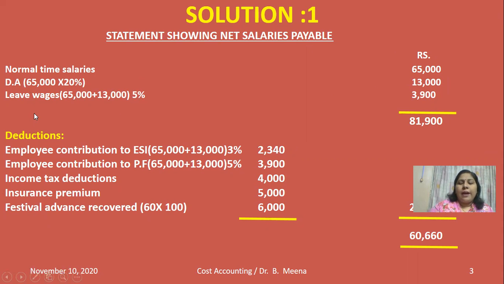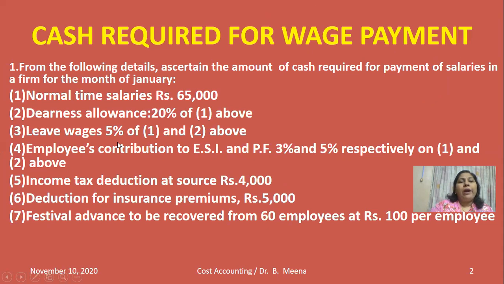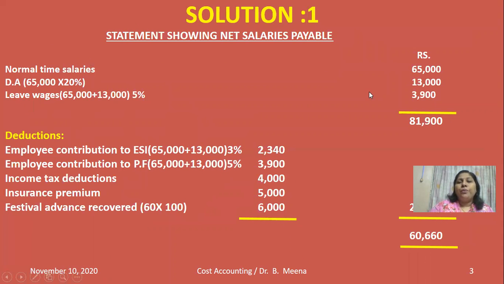Leave wages, as per the problem instructions, is 5 percentage on the summation of 1 and 2. What is the summation of 1 and 2? 65,000 plus 13,000, so 78,000. On 78,000, 5 percentage gives 3,900. These three amounts have to be added to get the gross pay. So what is my gross pay? 81,900. Out of this, we need to consider the deductions as per the problem.